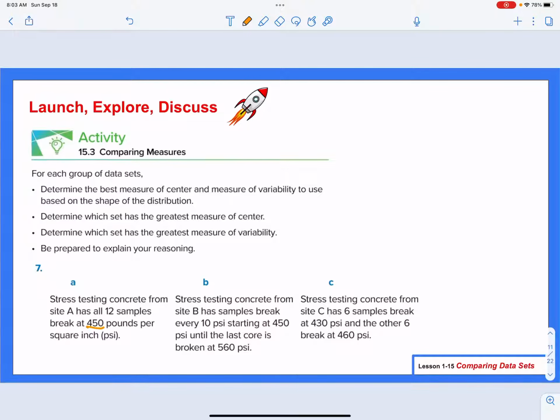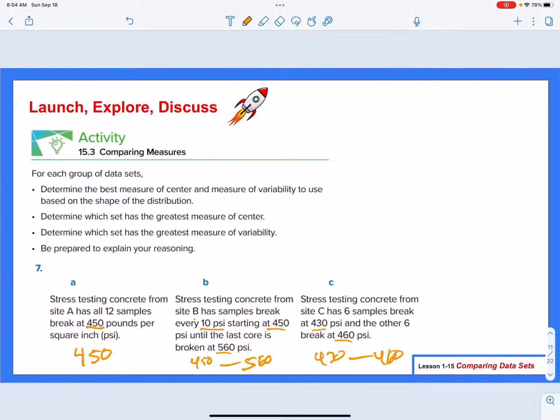Stress testing concrete from site B has samples break every 10 psi starting at 450 psi until the last core at 560. Stress testing concrete from site C has 6 samples break at 430 and the other at 460. Okay, so these guys are all breaking at 450. This one has 450 to 560, and this one has 430 to 460 is where they're breaking at.